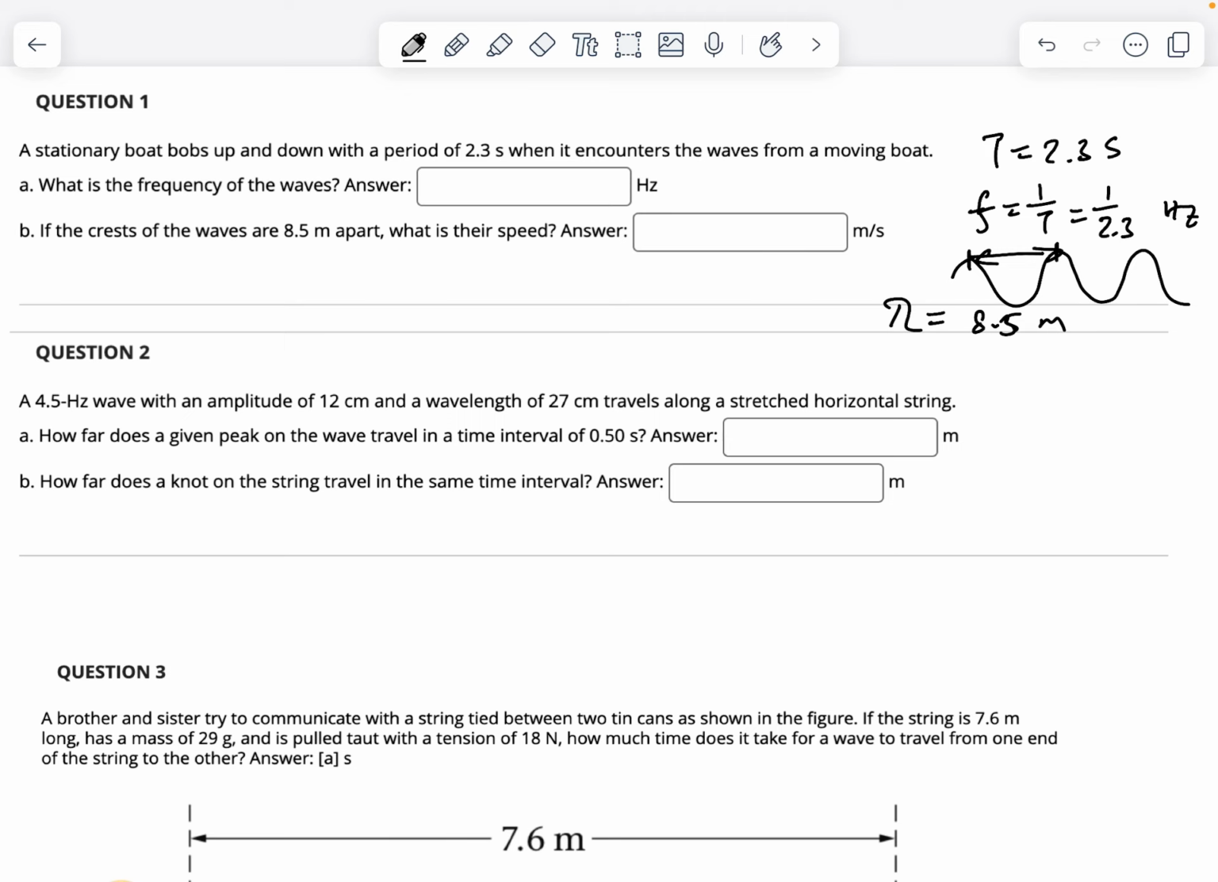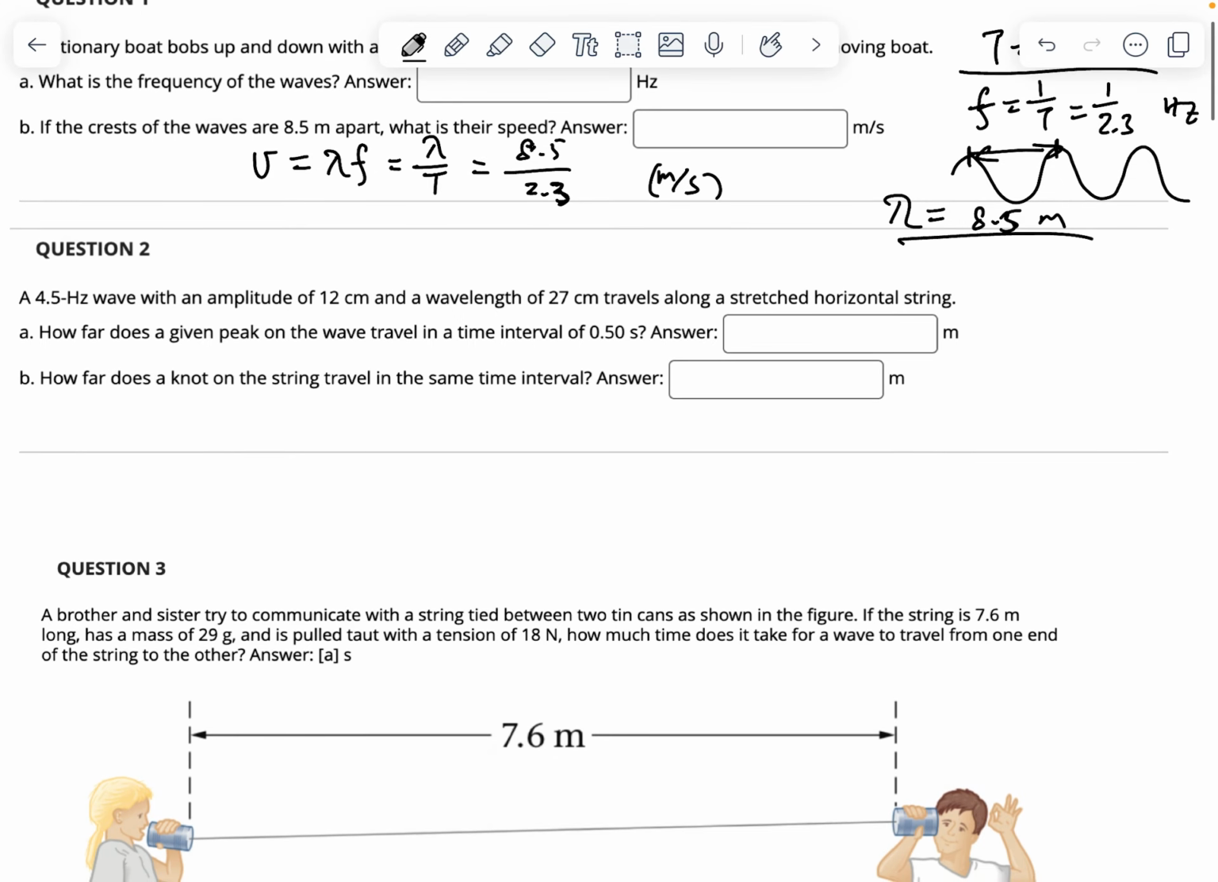Speed of wave always equals wavelength times frequency, or wavelength over period. Okay, so plug in. Let's use period and wavelength. So wavelength is 8.5, period here is 2.3. So that'll be the speed of the wave in the unit of meters per second. All right, so that's the first one.